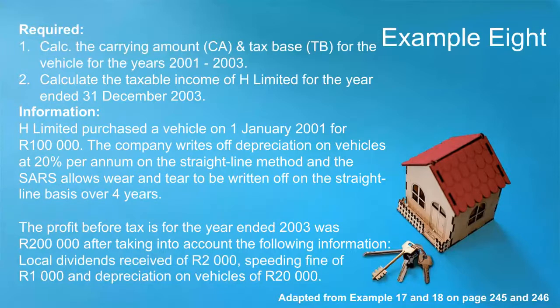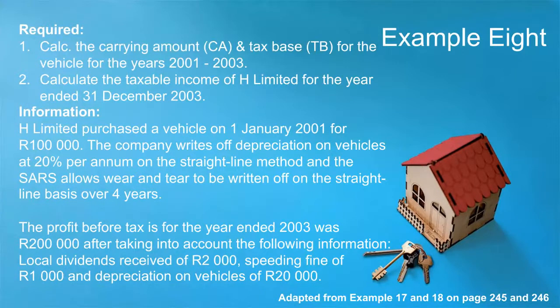Now, let's have a look at the last required. So the last required says, let's calculate the taxable profits for H Limited for the year ended 31st December 2003. We've got a profit for the year of 200,000 Rand. We've got dividends of 2,000 Rand, which we're going to subtract. We've got the fine of 1,000 Rand, which we're going to add back. I'm not going to cover that in detail when we look at the solution, because you guys got that.